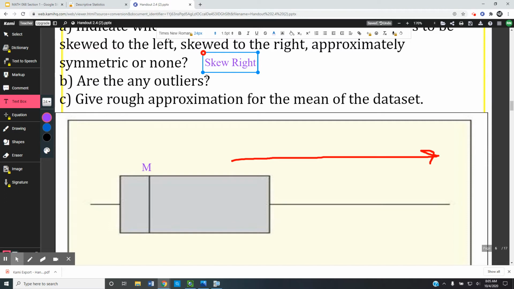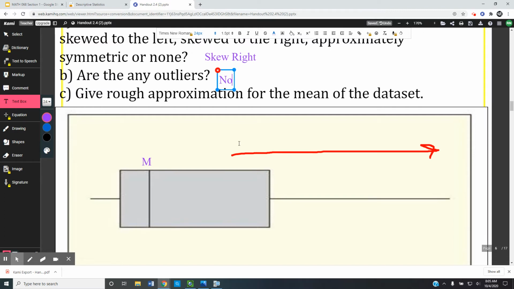Are there any outliers? Okay, no. How do I know there's no outliers? There's no asterisks, there's no stars, there's no anything like that indicating it, because remember, the tail will not touch an outlier. Give a rough approximation for the mean.